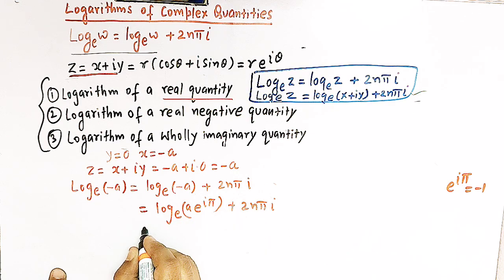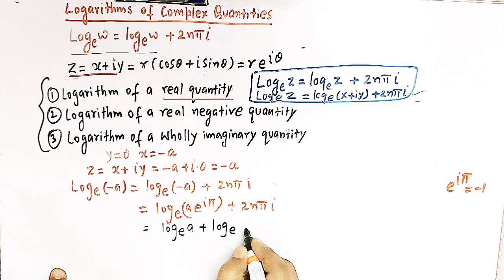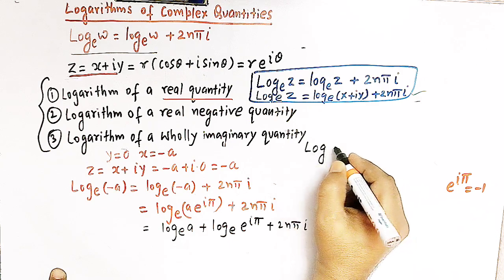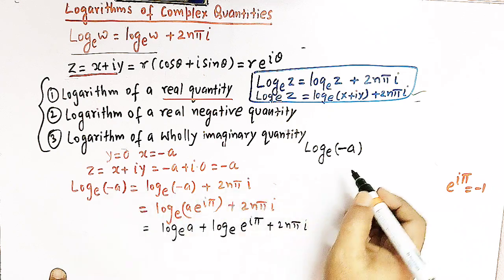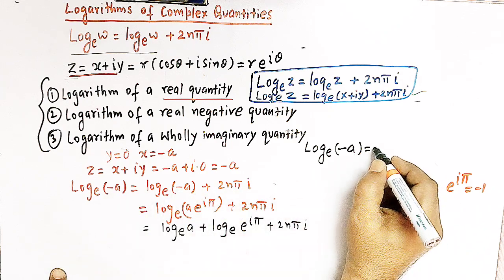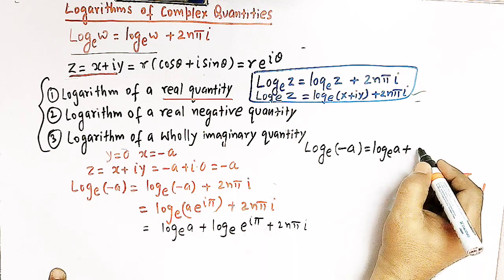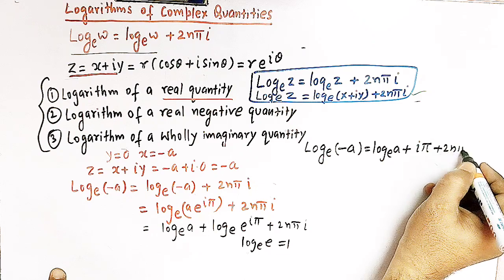So now let us simplify it. We have log of a plus log of e raised to iota pi plus 2n pi I. So now we can write the general value of the logarithm of this real negative quantity, that is minus a, as log of a plus I pi, because log of e to the base e is 1. So here we have 2n pi I.